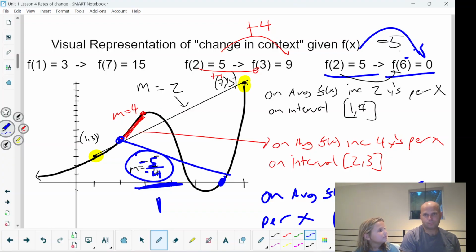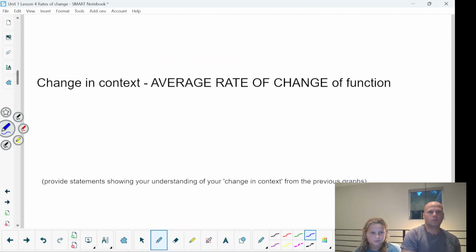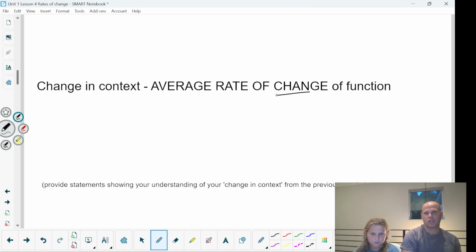Because, I don't know, on the interval from 2 to 6. Okay, so what did we learn? How do we find how things are changing? How do we find out how numbers are changing? We just look at the numbers and they're changing.